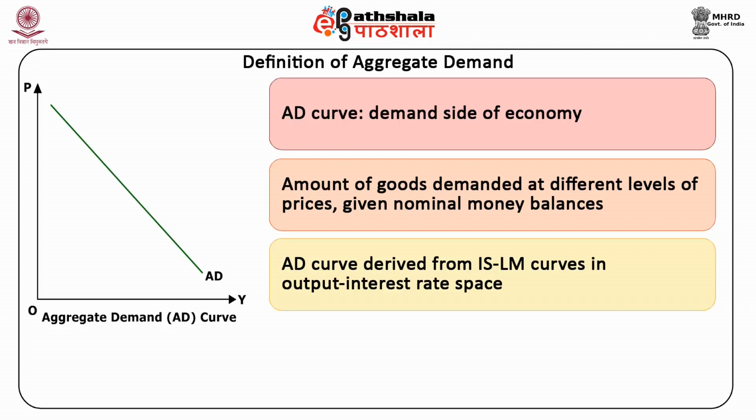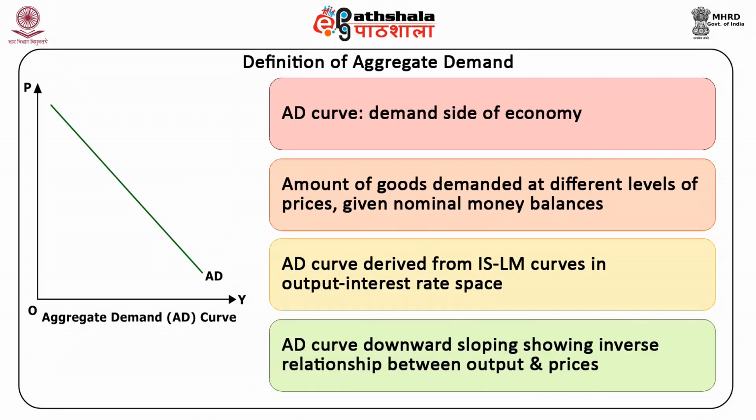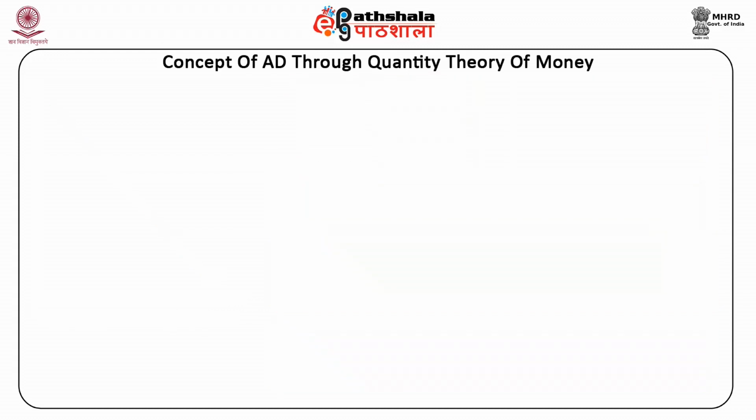Aggregate demand curve is derived from ISLM curves in the output interest rate space. The AD curve is downward sloping, showing the inverse relationship between output or income or spending and prices. Next, we will understand the concept of aggregate demand through quantity theory of money.